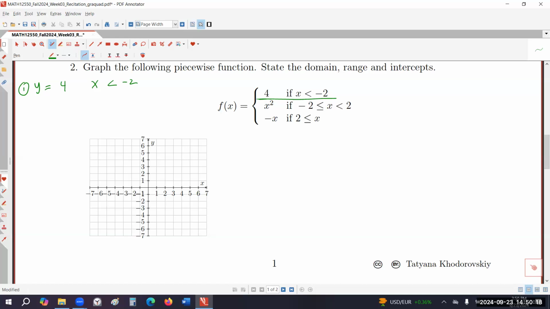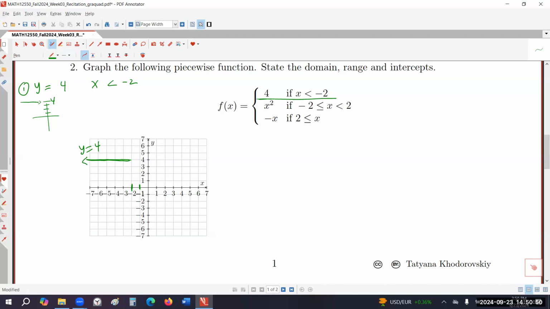It's a line, a horizontal line, right? So when y is 4, 1, 2, 3, 4, we have a line here. And it says it's a line for all the x values till when x is -2. So x is -1 here, x is -2 here, y equals 4 here. Our first function is y equals 4 for every number smaller than -2.